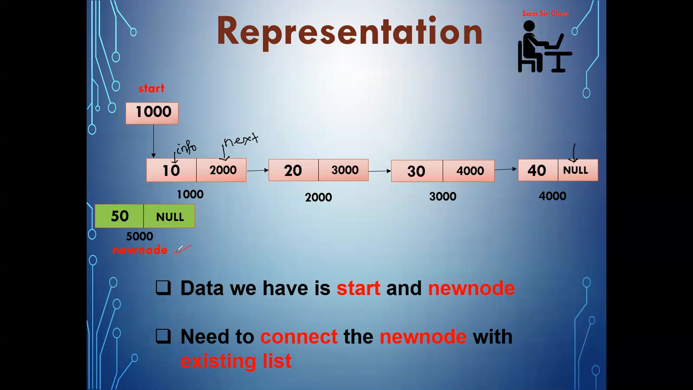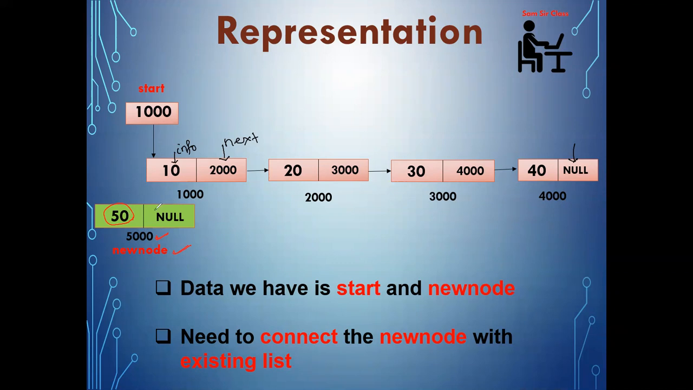Okay. Now, if I want to insert a new node at the beginning, that means first of all, I have to create a new node. And whenever I create a new node, it will get some memory location. And why am I creating the new node? Because I have one value to store in the list. So for that, I'm creating a new node.